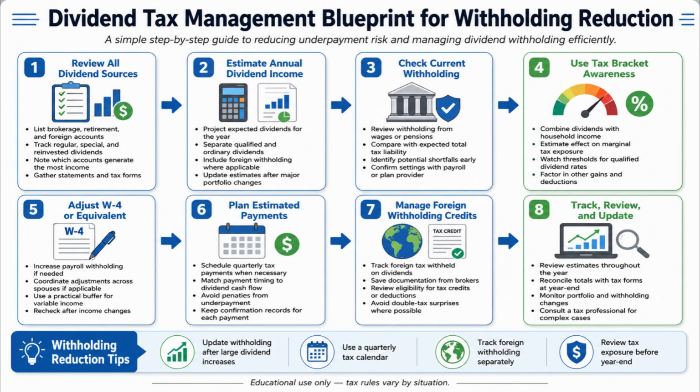First, the process begins by reviewing all dividend sources. This includes taxable brokerage accounts, retirement accounts, foreign investment accounts, and any accounts that pay regular, special, or reinvested dividends. By listing every source clearly, investors can see which accounts generate the most income and which statements or tax forms will be needed at the end of the year.